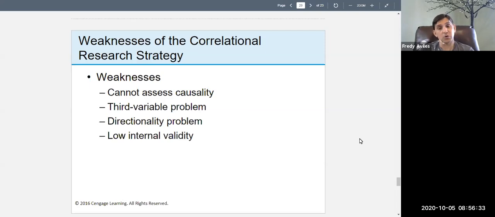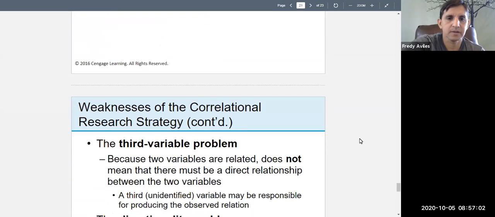And because it's just the correlation, it's not an experiment, right? It's the correlational research strategy. You're just looking at relationships. You're not really determining cause and effect. You don't have an independent variable, okay, that you're manipulating to then determine what the effect is on the dependent variable. That would be an experiment. What you do have is variables that you're measuring and determining differences between them, determining correlations, and that's not cause and effect. So low internal validity.